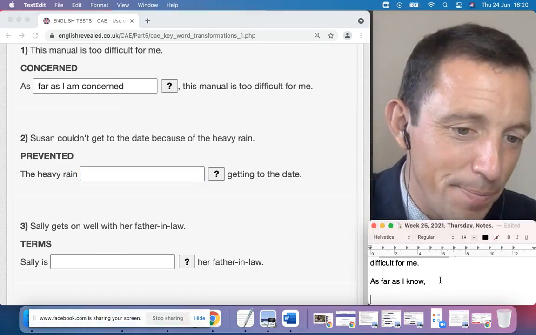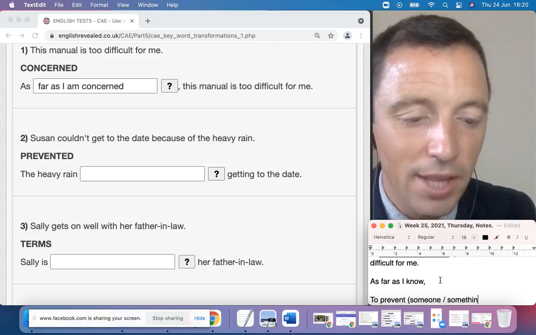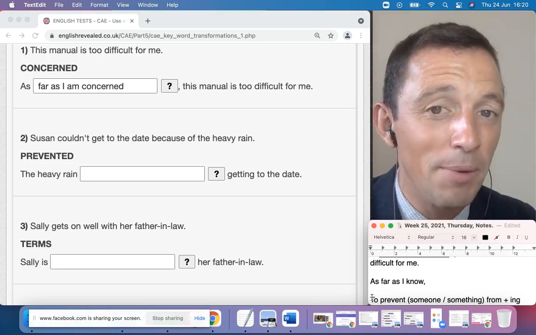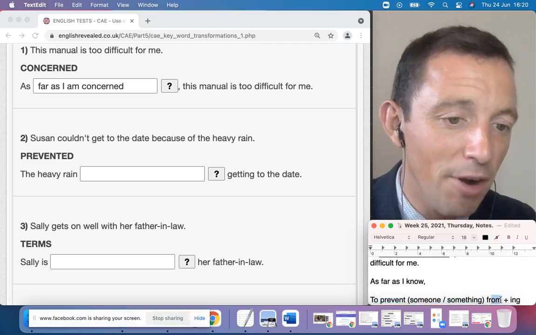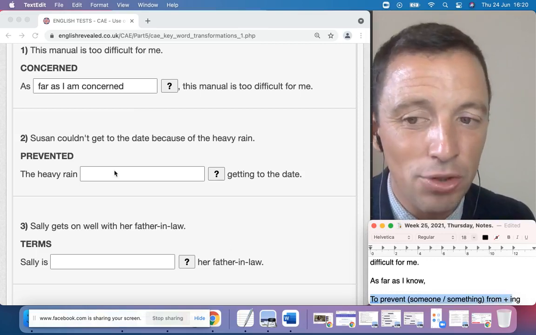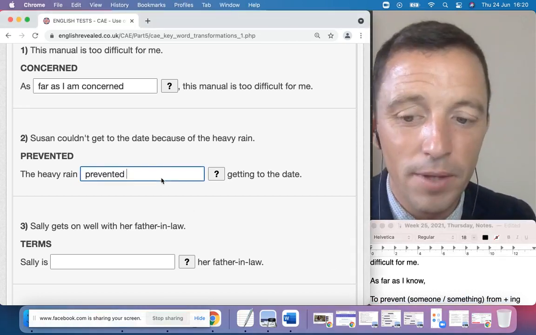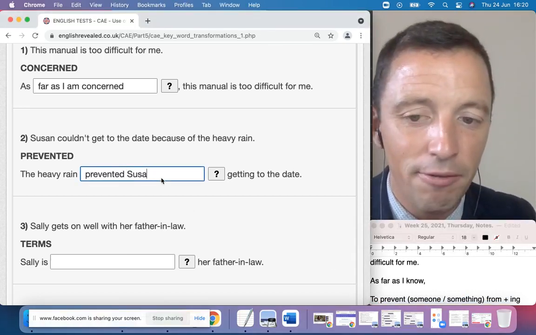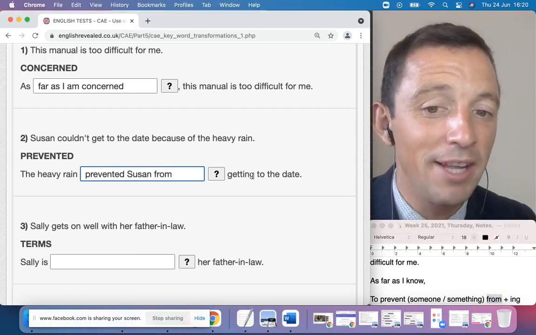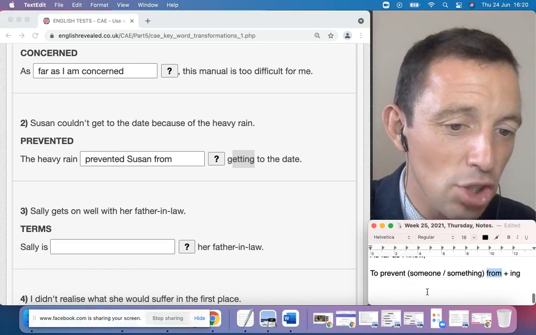The typical structure is to prevent someone or something from plus the ing. That's the typical structure. So for example, the weather prevented me from going. Okay, the weather prevented me from meeting. That's the typical structure. So the heavy rain prevented someone, and someone is Susan. Okay, and we need the preposition from. So prevented Susan from, and I think we already have the gerund, getting to the date. I think that's the best answer. Good, so that's a typical structure, prevent someone from.